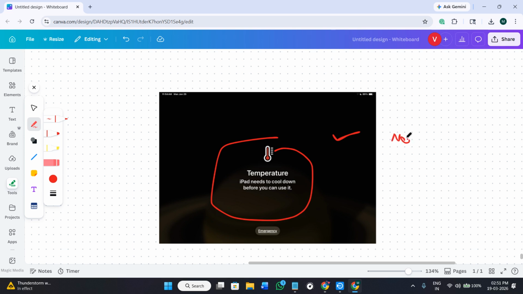Using Notes usually means that your screen is on continuously at high brightness. So the display itself is one of the biggest heat sources on an iPad, especially in bright environments. If multiple apps are running in the background, your iPad is handling extra processes while you are writing. So this also increases overall system load and causes more heat.